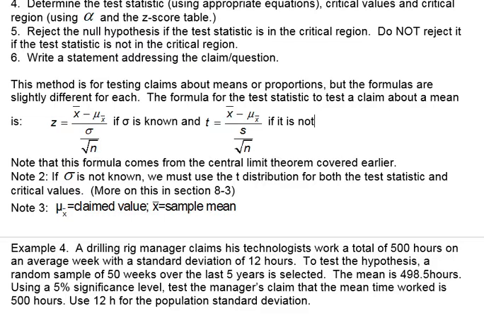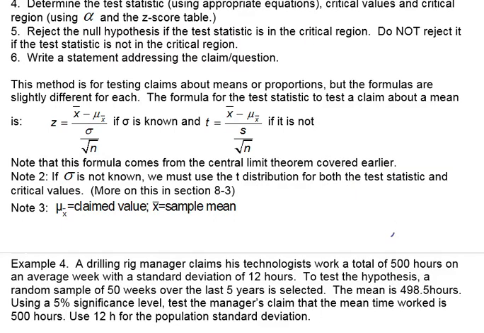So first thing is identify all the things that you know in this situation. So we can see that our claim is that we have 500 hours on an average week. So another way of saying that is our claim is that the mean is 500 hours.